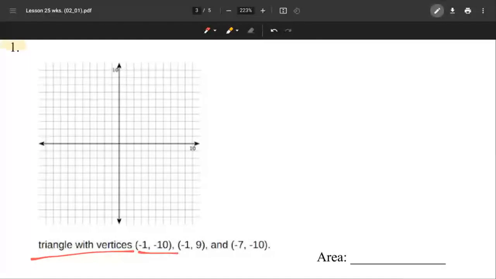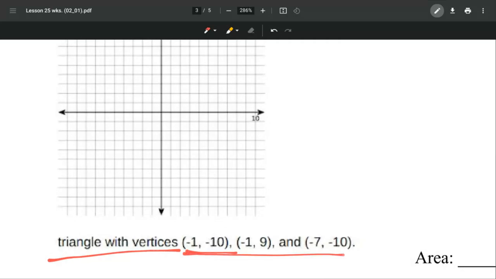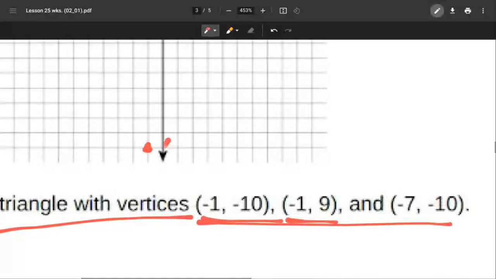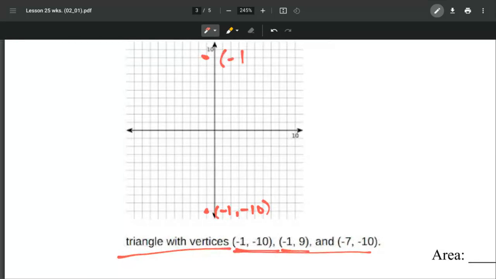So the corners are given, negative 1 and negative 10, 2, 4, 8, 10. And then the second coordinate is negative 1 and then 9. And then that's negative 1, negative 10, negative 1, 9, okay. That's negative 7, 2, 4, 6, 7, and then negative 9, so that's there. And then we connect the lines.